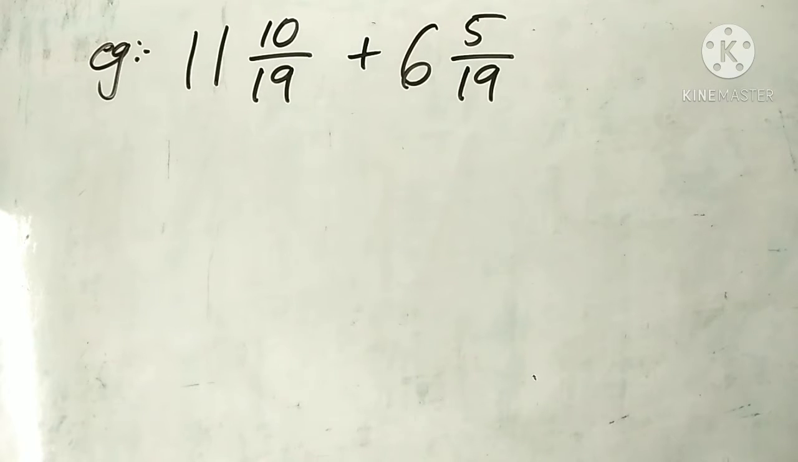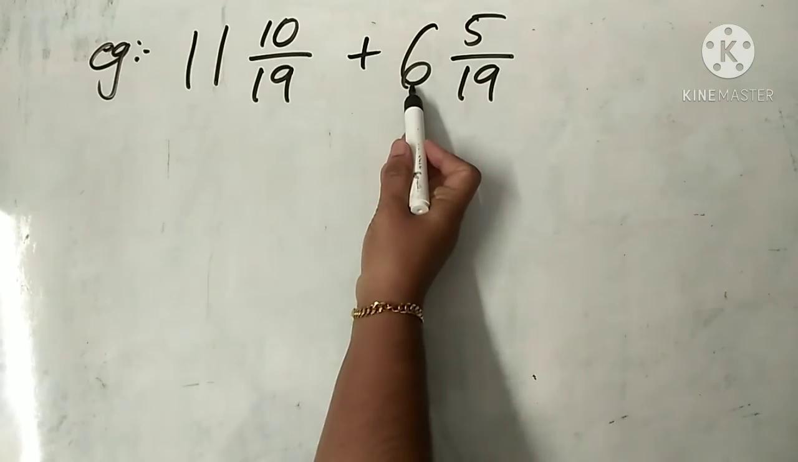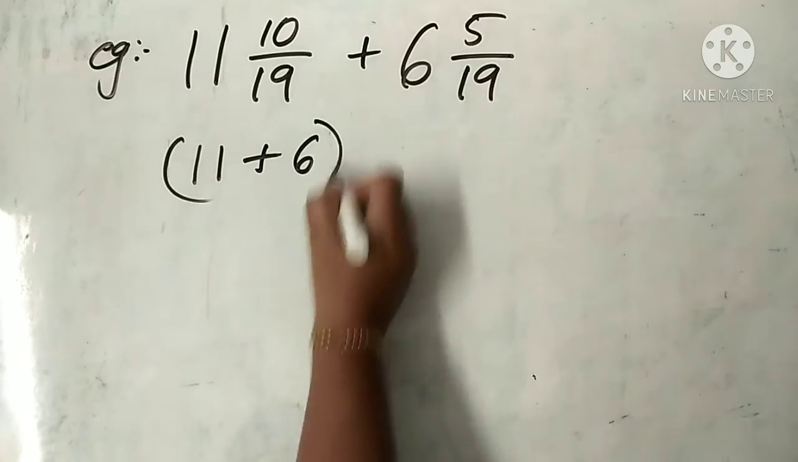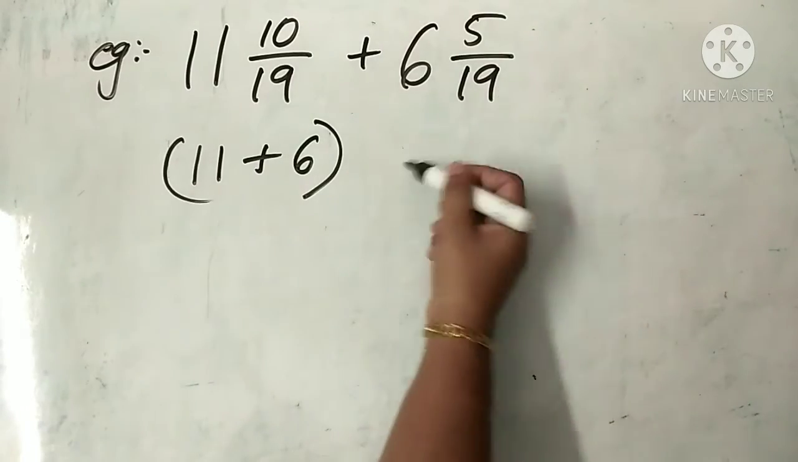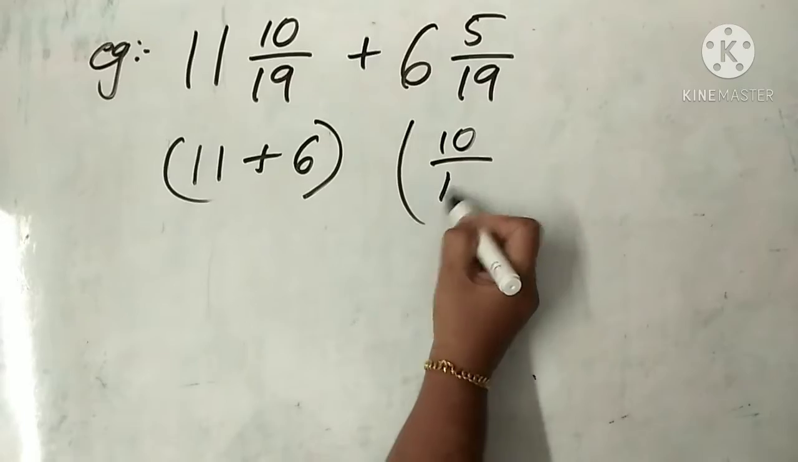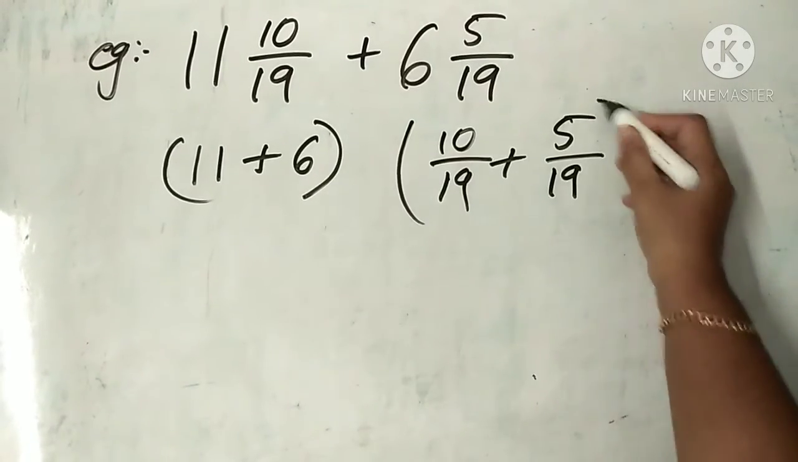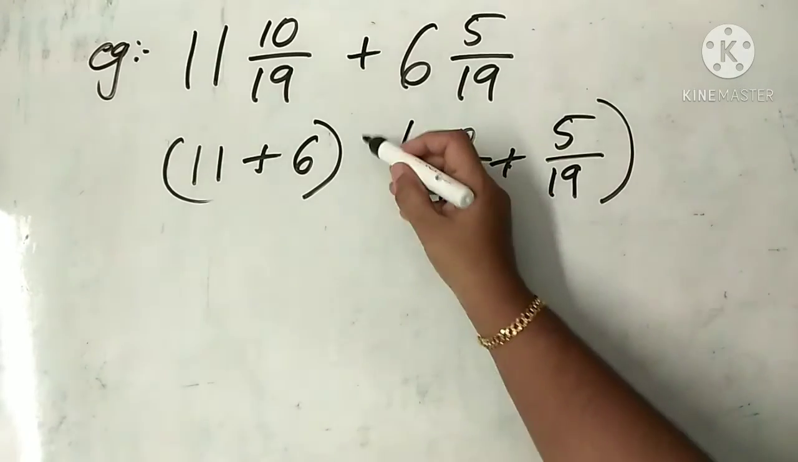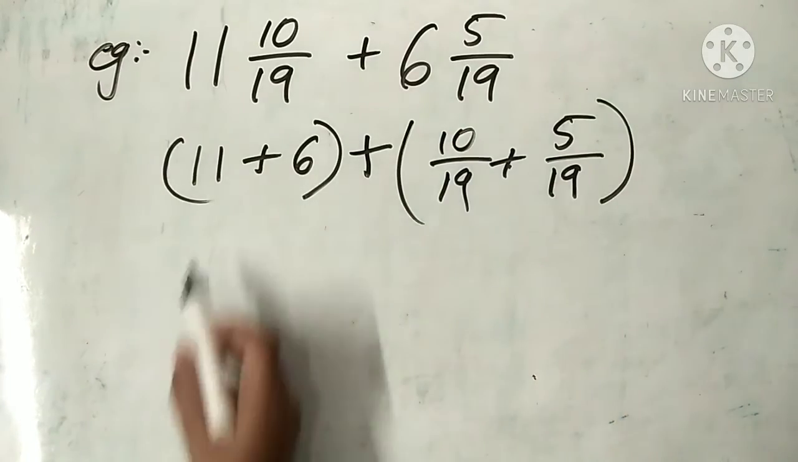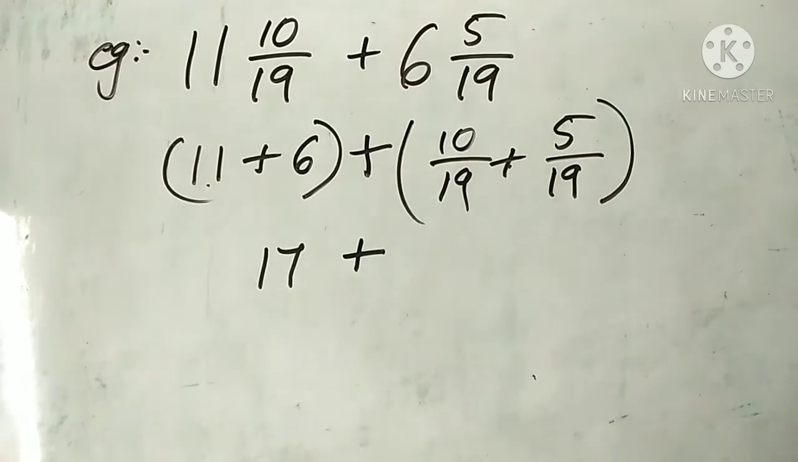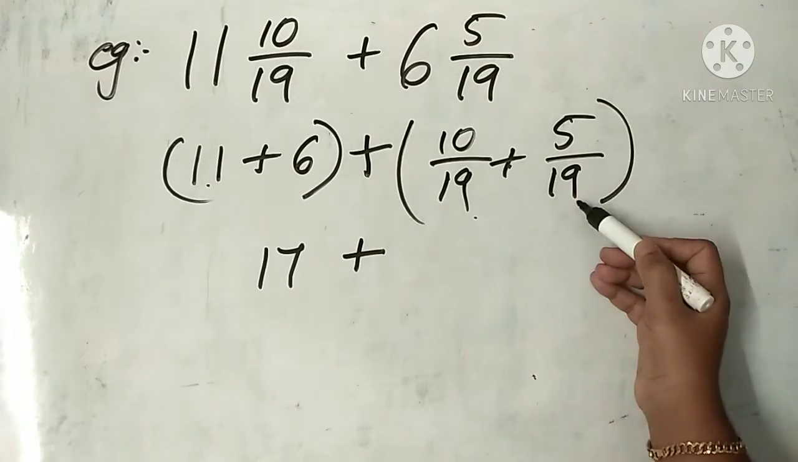Another example, 11 10 by 19 plus 6 5 by 19. What will you do? First you have to add the whole number part. 11 plus 6. Then you have to add the fractional part. 10 by 19 plus 5 by 19. Then you need to add both. So plus. Here 11 plus 6 is 17 plus 10 by 19 plus 5 by 19.